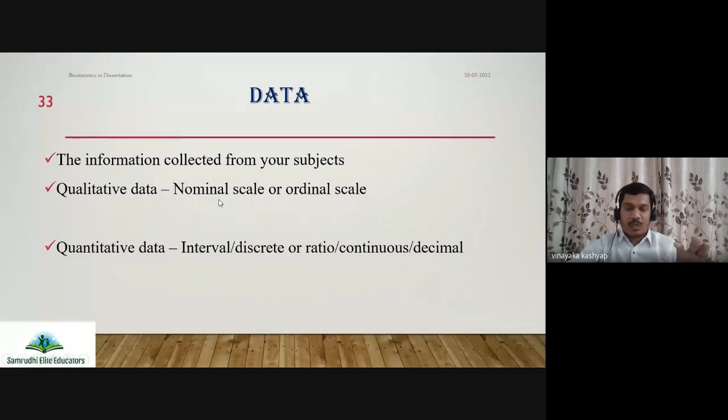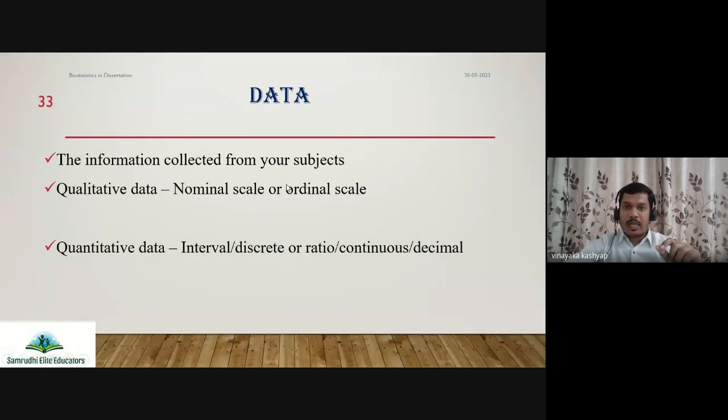Now gender: male, female, right? And then it can be your hometown. It can be a rural area or an urban area. So data in the form of a name is called qualitative data. Color of the eye, it can be blue, black, green, like that. Whatever is in the form of a name is called nominal data.